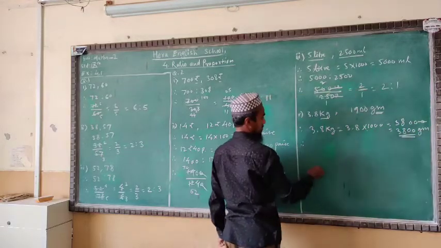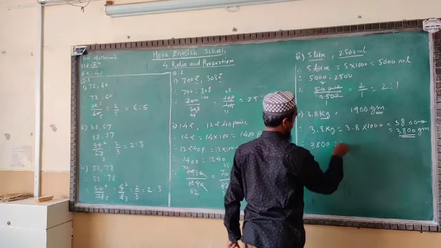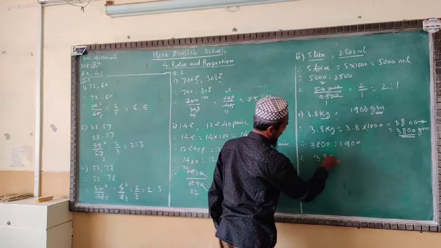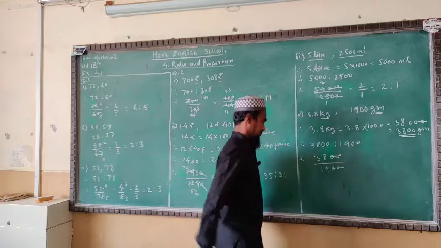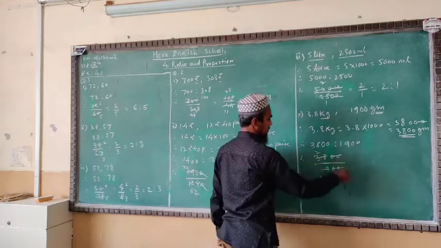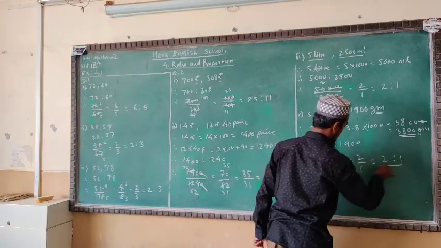Now comparison, 3800 gram is to which one? 1900. Now solution, 3800 divided by 1900, cancel the 0 0. Okay, now 19 ones are 19, 19 2s are 38, and you will get 2 by 1, means 2 is to 1 is your answer.